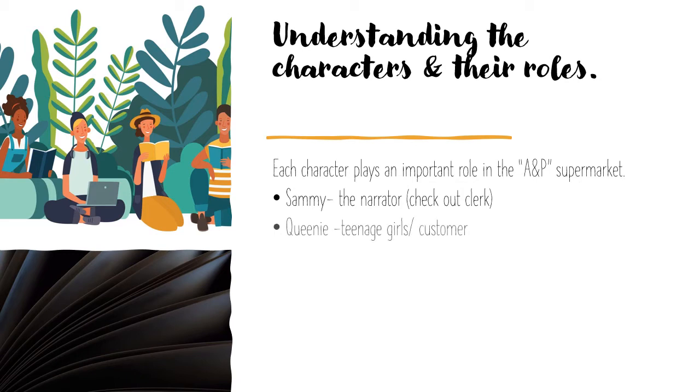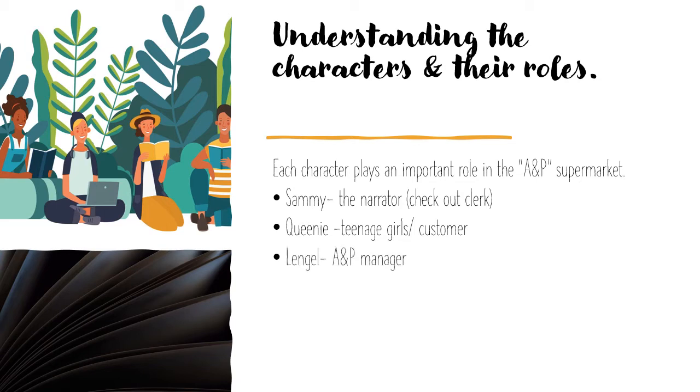Then there is Queenie. She's also a teenager and is a customer at the A&P supermarket. Queenie may also be considered one of the main characters, because she influenced society and the people around her just by breaking the rules of the dress code, as I mentioned in slide 2. The third person is Lengel.